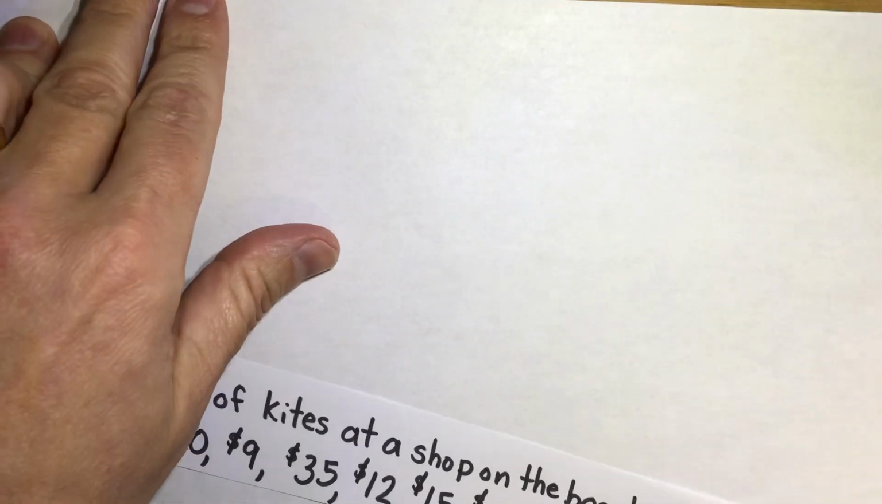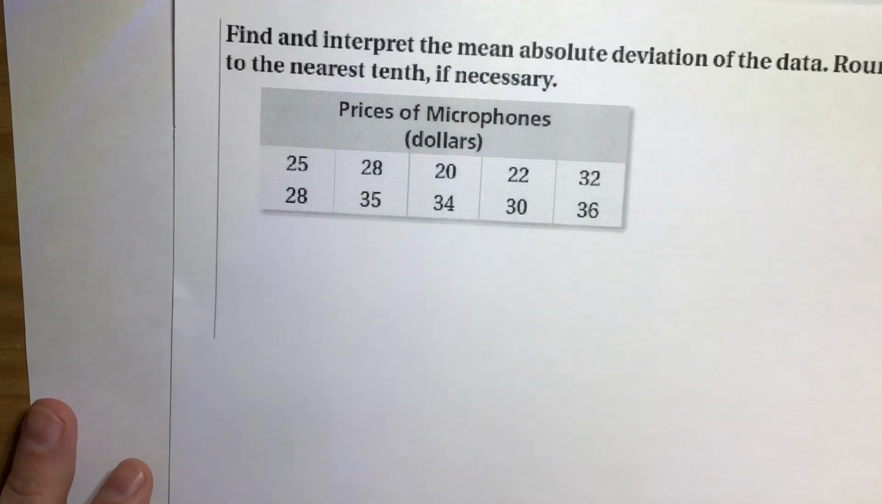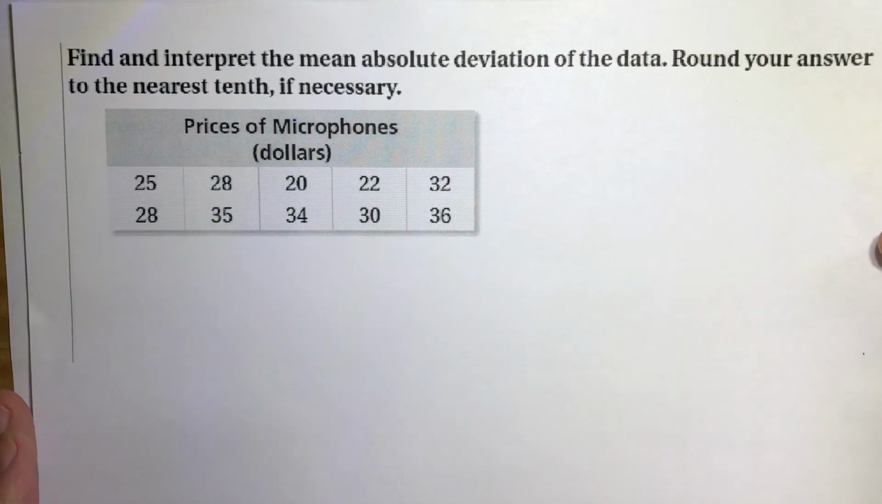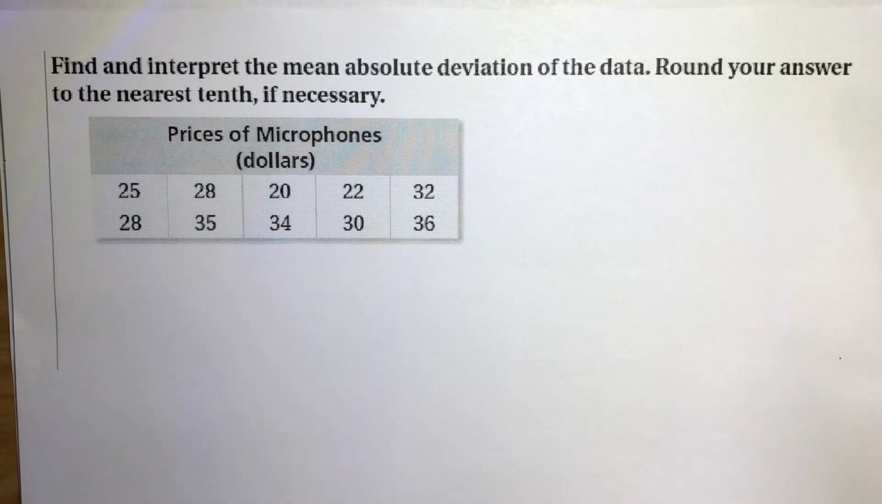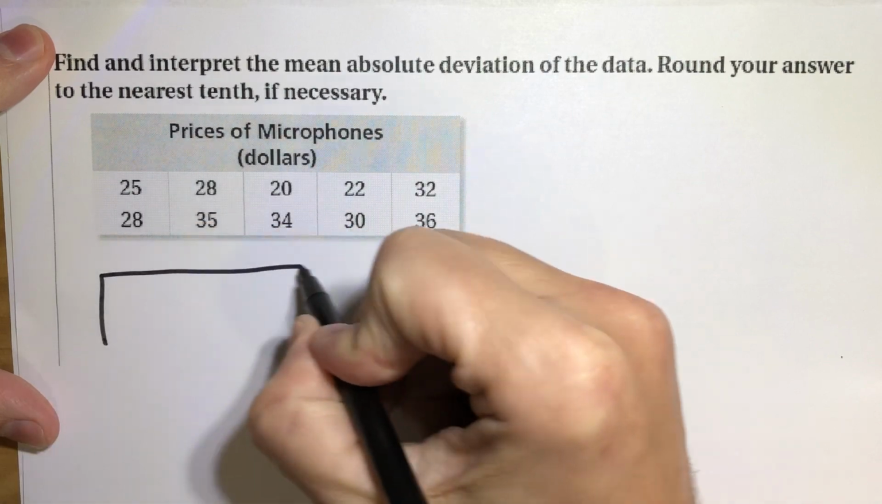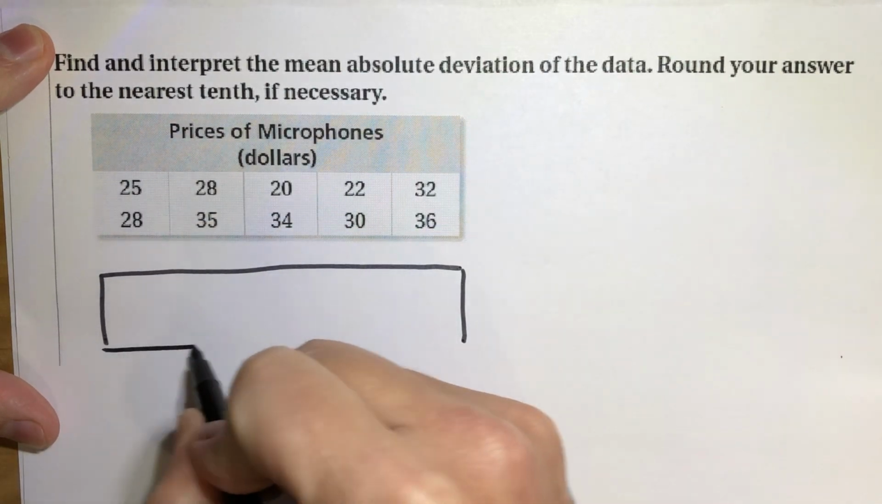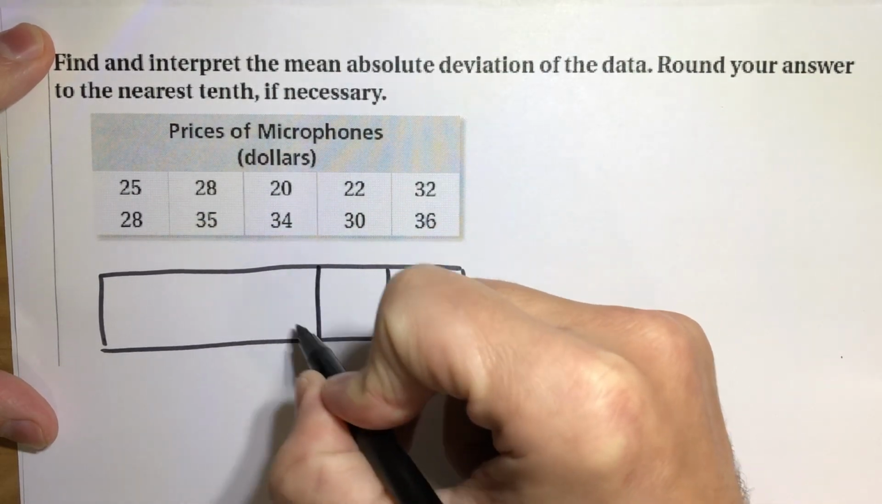So we'll do another example, and this one we'll do on the prices of microphones. So here we've got some data. I like it when the data is in a table like this, because when I calculate it, I'll actually make a second table to track those deviations. And so you'll see that in a moment.